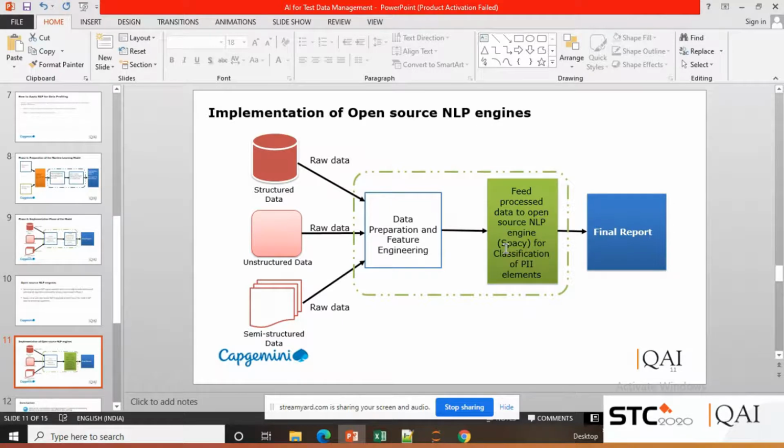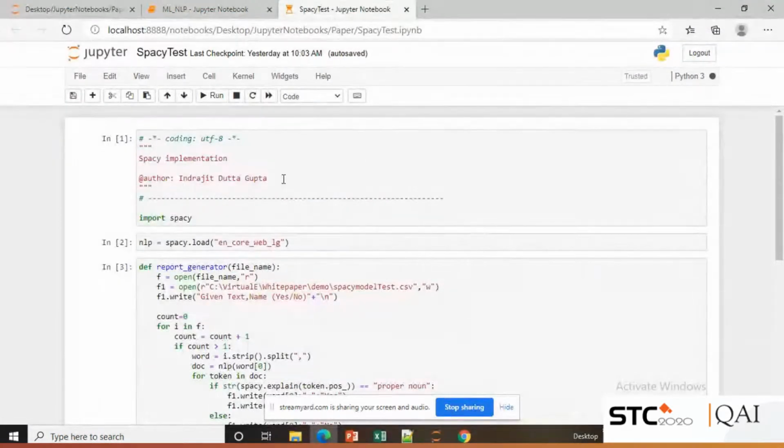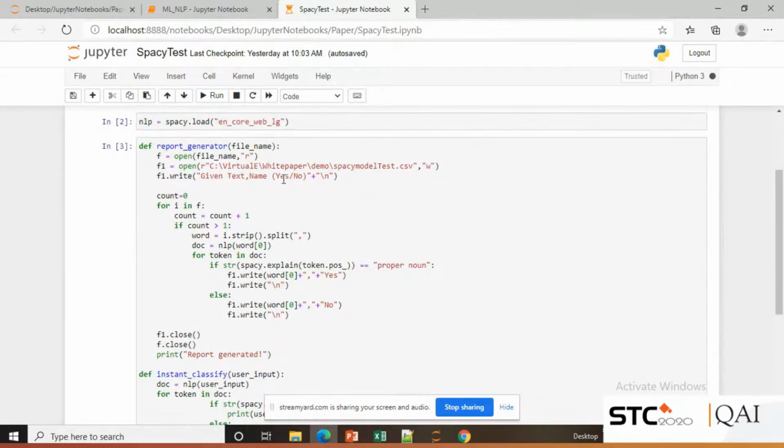That is, when we are preparing our own machine learning model, we can tweak it, we can customize it to the best of our own need. But when you are using open source, there are certain things which will be limited. Those are things you will have to keep in mind. I'll show you an example. This code is an implementation of SPACY.